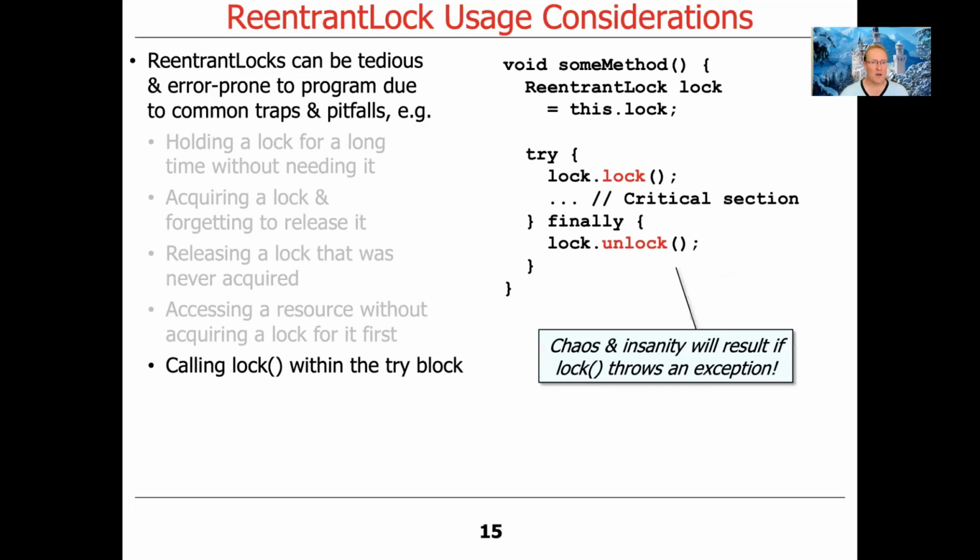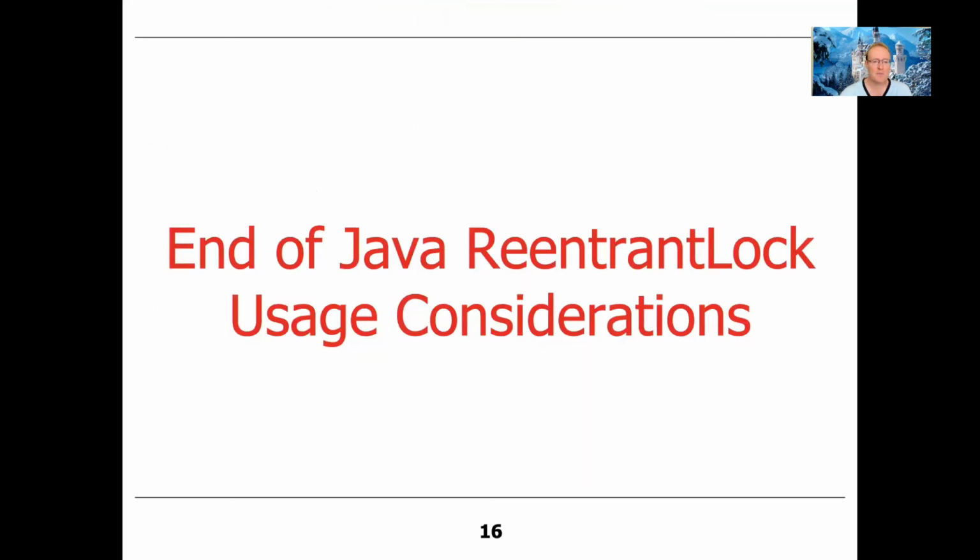Another subtle bug, which we've talked about in our frequently made mistakes videos a number of times, is to call the lock operation within the try portion of the try finally block. You don't want to call lock within try. You want to call lock before try, because if something goes wrong with lock and it throws an exception, you don't want to be unlocking an object that may not have finished being initialized.